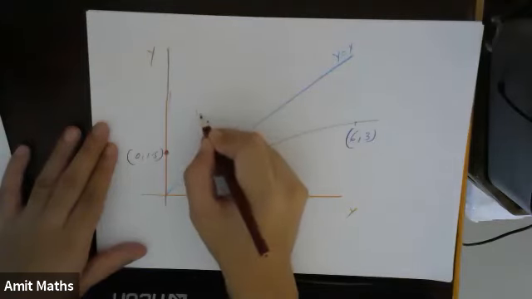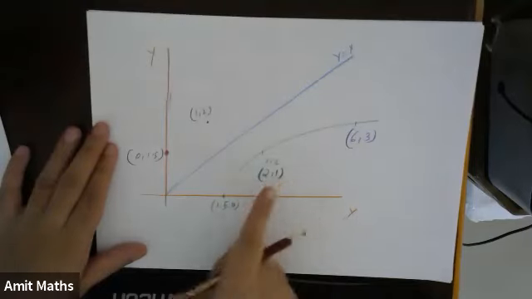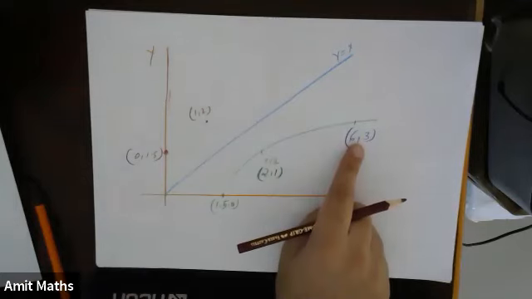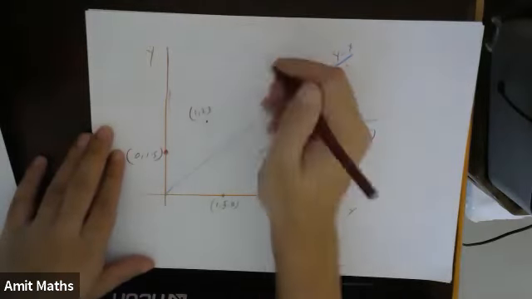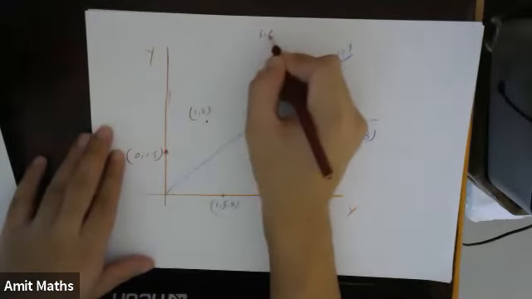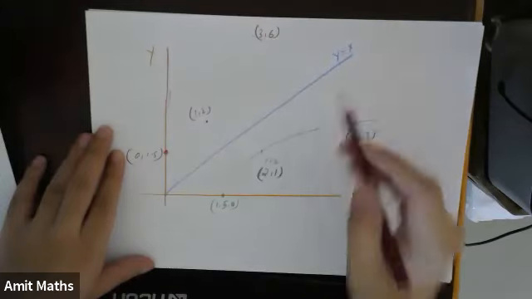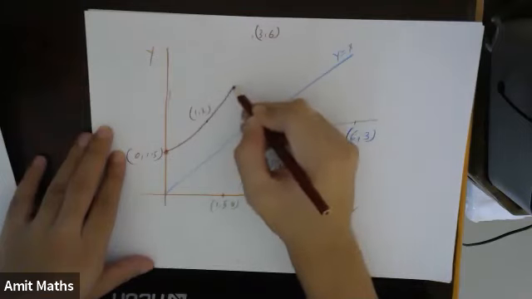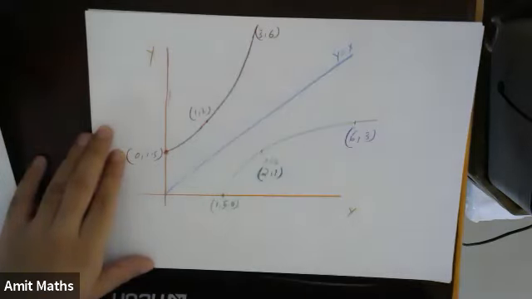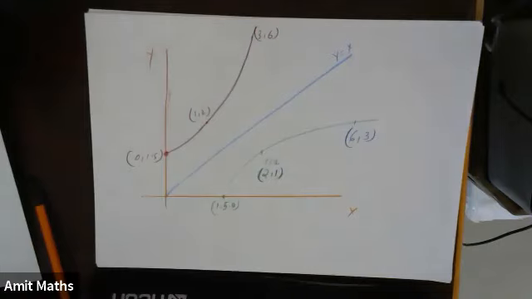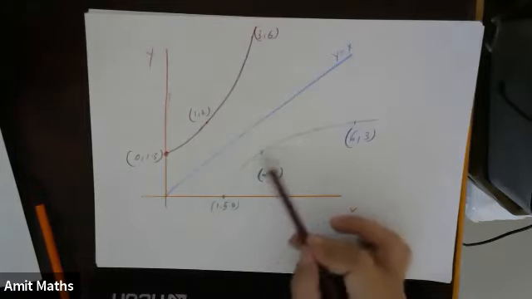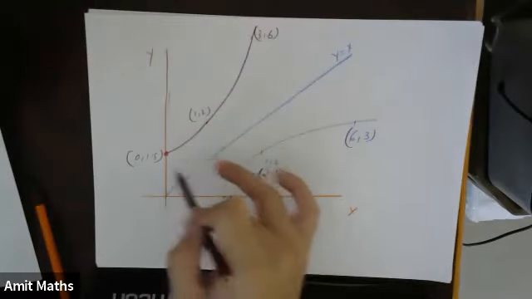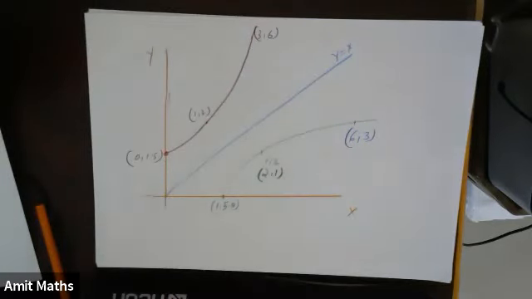So this point is 1 comma 2, because this is 2 comma 1 and the reflection will be 1 comma 2. And the third one is 6 comma 3, so the reflection of this point will be 3 comma 6, above the line y equals x. If I connect these 3 points, the graph will become something like this. This should be the mirror image of the given graph about the line y equals x.